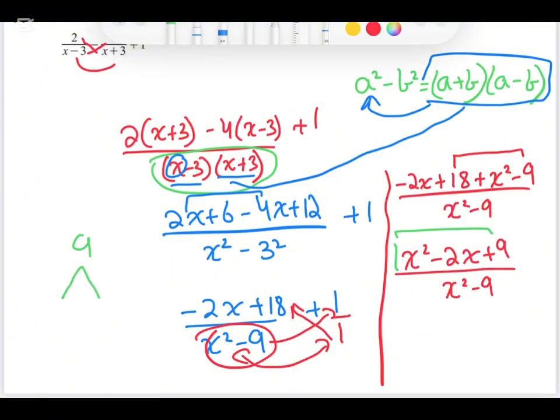So I have to identify the two numbers. When I multiply those numbers, it will give me 9, and when I add or subtract them, it will give me the middle value, that is minus 2x. But I have only 3 and 3, and 9 and 1. So 3 plus 3 or 3 minus 3 will not give me the middle value. 9 plus 1 or 9 minus 1 will also not give me the middle value. So this will be our final answer. I hope everything is clear.